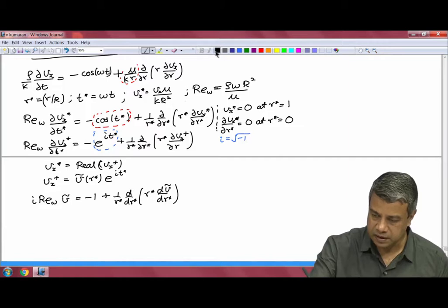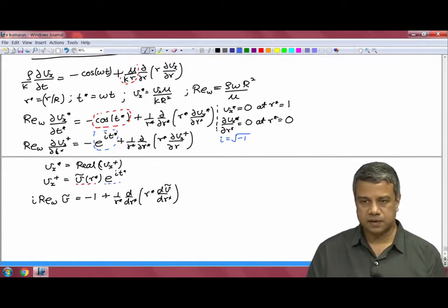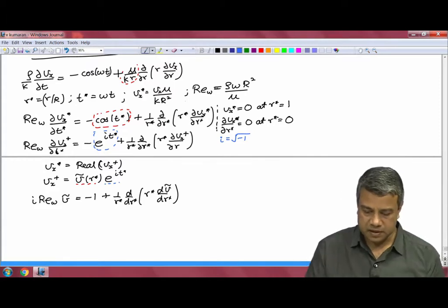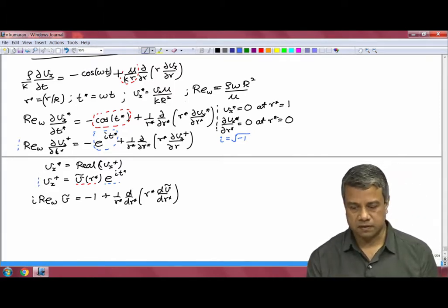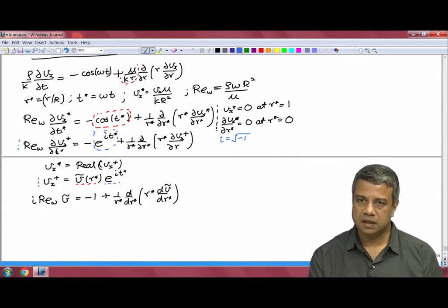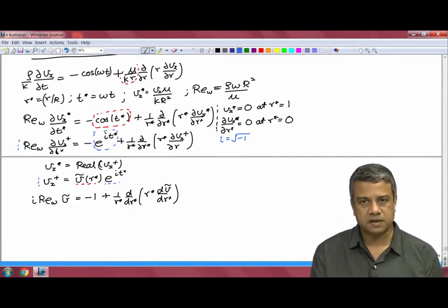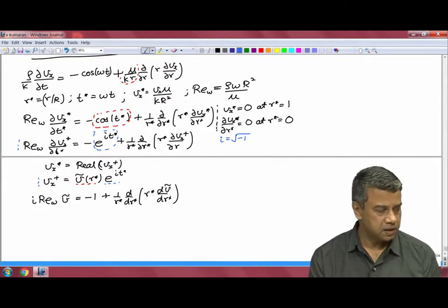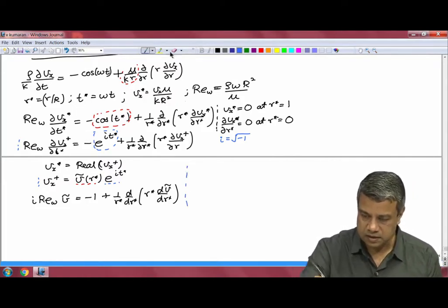Now, this V tilde, the function that I have here, is only a function of r, and all of the time dependence comes in through this e power i t. So, if I make this substitution into the equation for V x plus and then divide throughout by e power i t, I will get this ordinary differential equation. And this ordinary differential equation has boundary conditions.